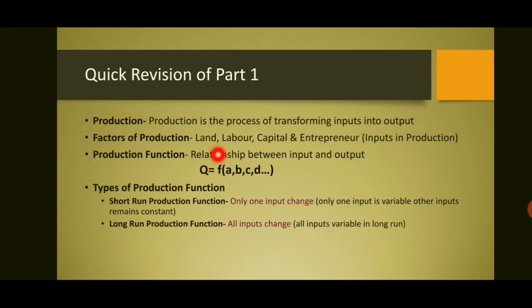In part 1 we understood what production is. Production is the process of transforming inputs into output. Then we studied the factors of production that are used in production, that is land, labor, capital and entrepreneur. All of these are used as inputs in production.